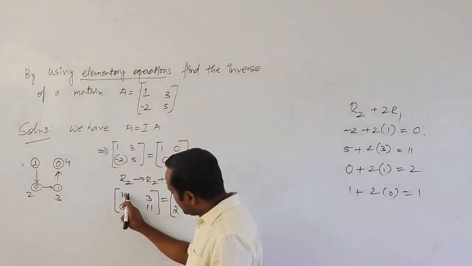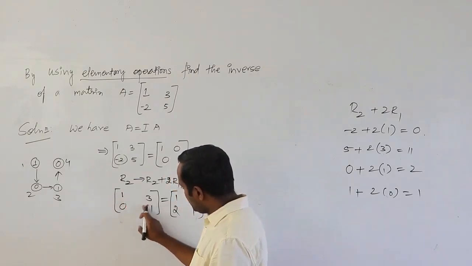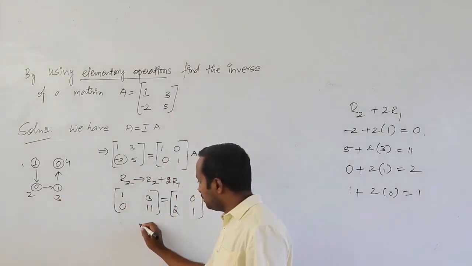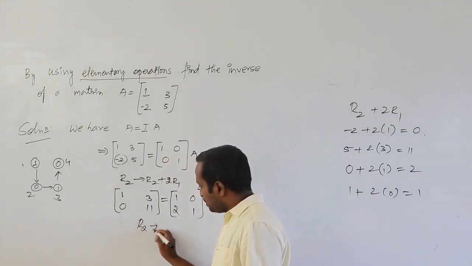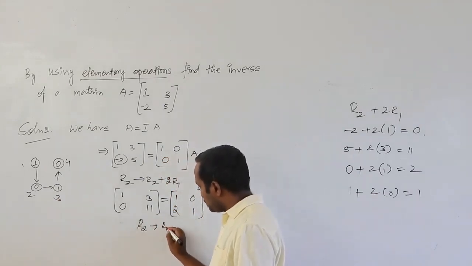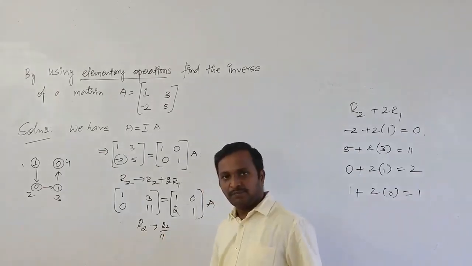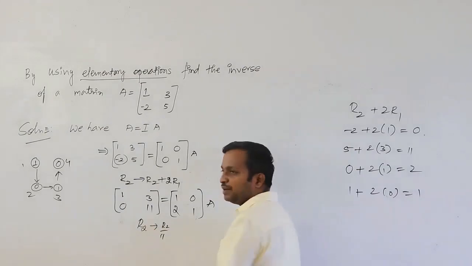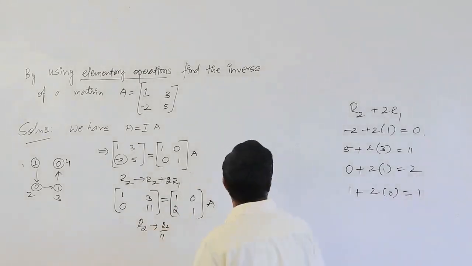Now what happened? This is 1, this is 0. This has to become what? 1. So as I said in the last problem, R2 must change. R2 replaced by R2 by 11. If you divide by 11, what happens? It becomes 1. If it is 10, R2 by 10. If it is 5, R2 by 5. If it is minus 5, R2 by minus 5. Okay?